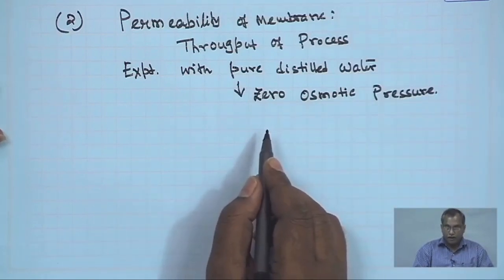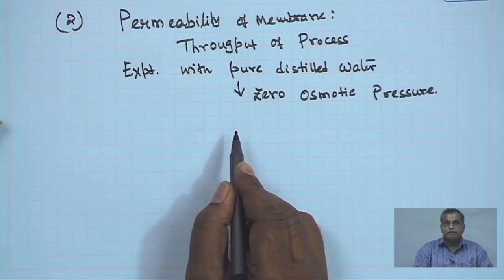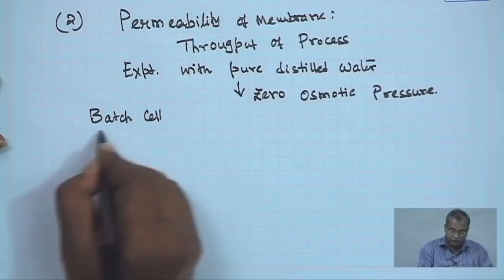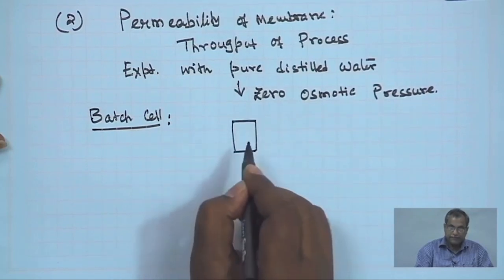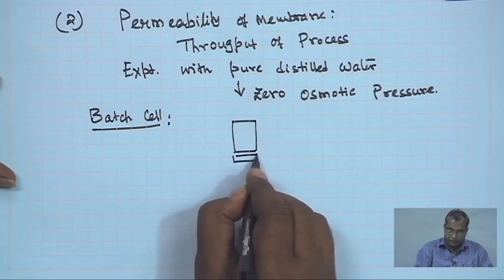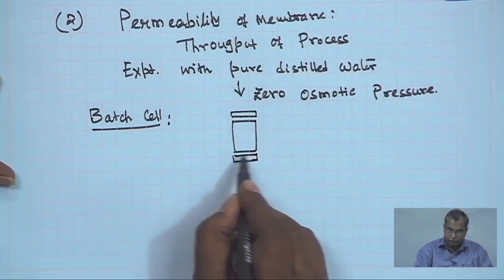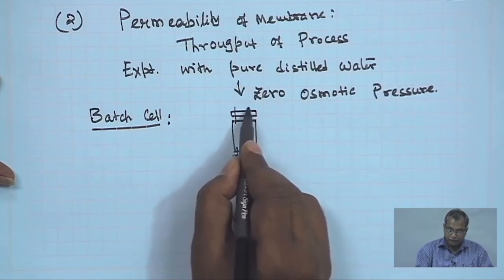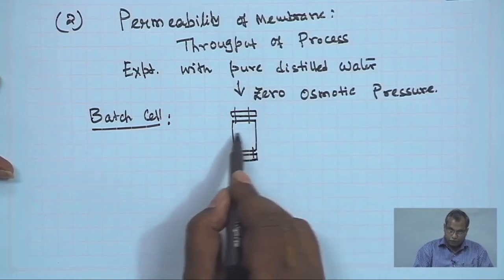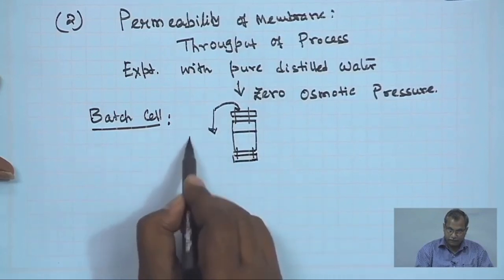Hence, we conduct the experiment by measuring the permeate flux at different operating transmembrane pressure drops in a small batch cell. What is this batch cell? I will talk about the batch cell and other cells in detail later on. A batch cell is basically a small experimental setup having three parts. It is a cylindrical body followed by a housing with a bottom flange and a top flange. We place the membrane on the bottom flange, then put the top flange, and they are tightened by nuts and bolts. Then we put water, let us say filling half of it, and pressurize using an external nitrogen cylinder.